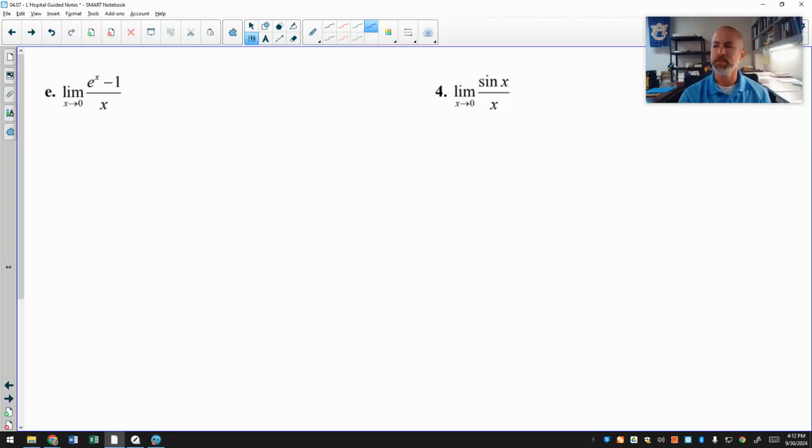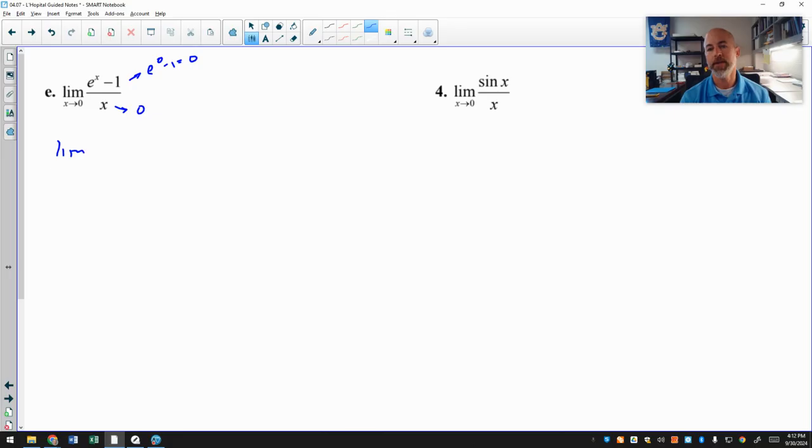Some teachers teach some memorized limits, like number 4 is actually one that a lot of teachers will teach students early as a memorized fact. I don't do that. So I'm looking at this, and before I start doing the limit of top and bottom separately, I would probably look at the top very quickly. e to the 0 minus 1 is 0. The denominator is approaching 0. So I can very quickly tell if L'Hopital's rule is needed, and it is.